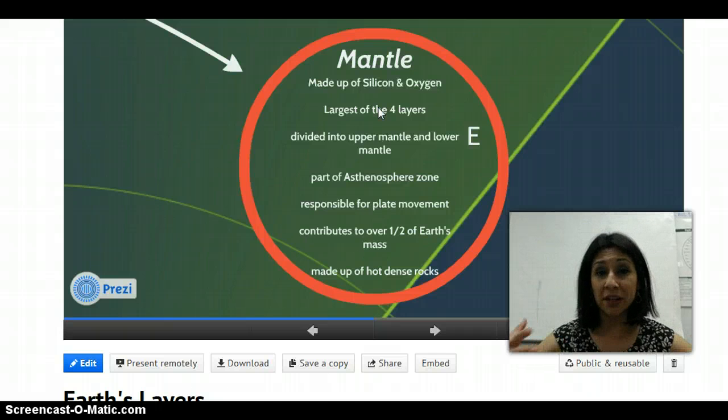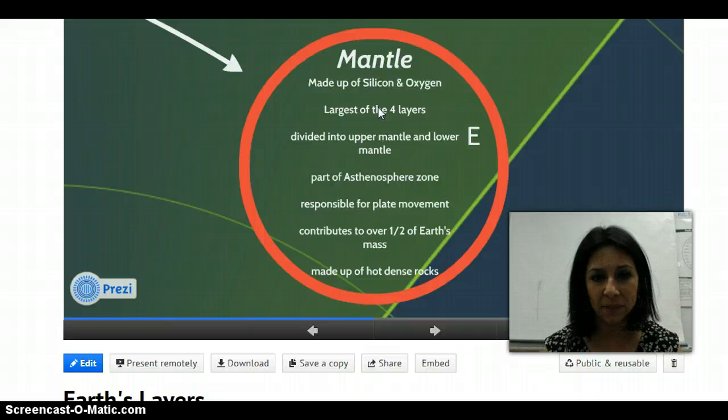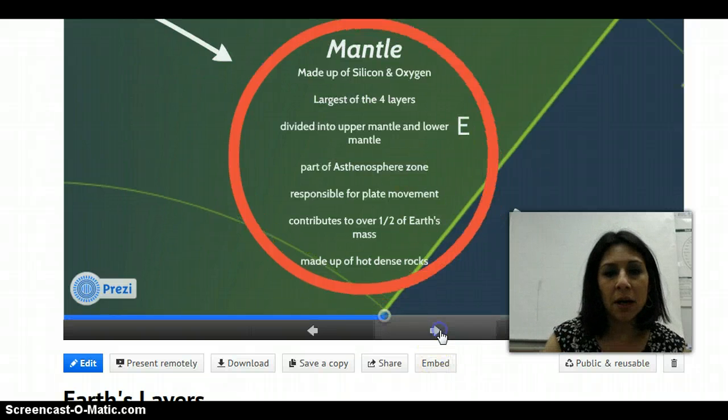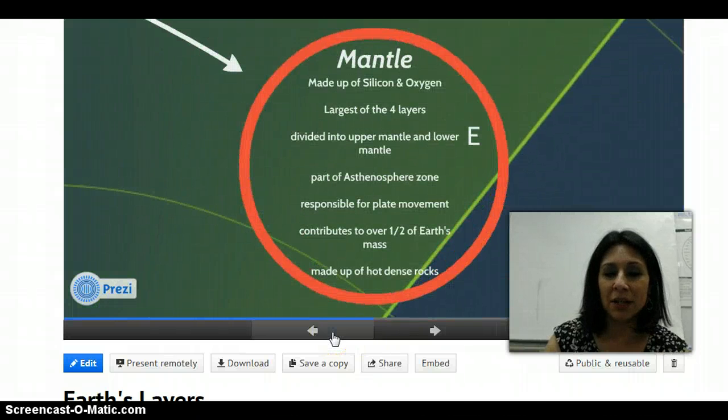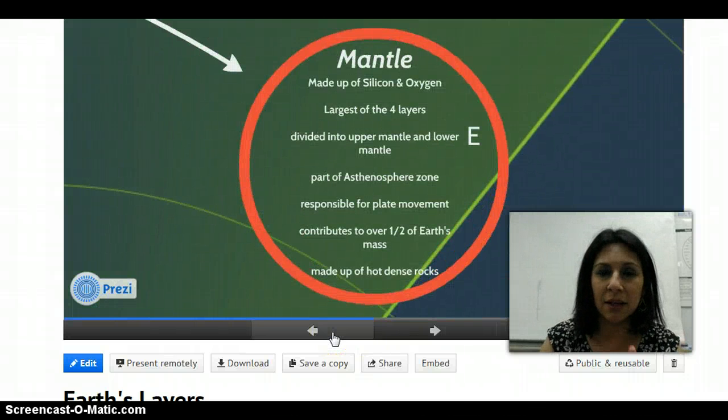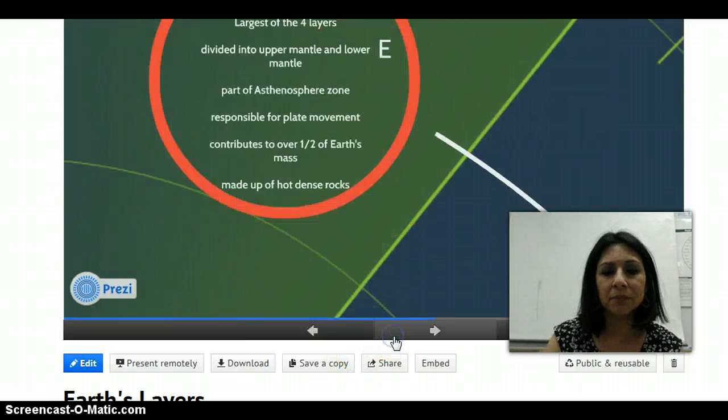As heavy as Earth is, it's that heavy because the mantle is very, very heavy. And it is made up of hot, dense rocks. And the word dense you should associate with heavy, okay? And actually, before we move on, the mantle is also an elastic layer of the Earth.